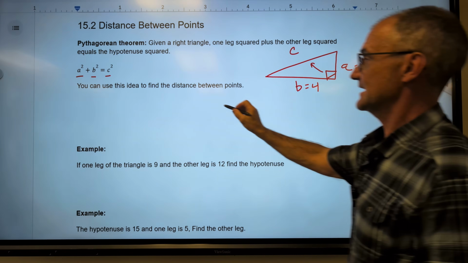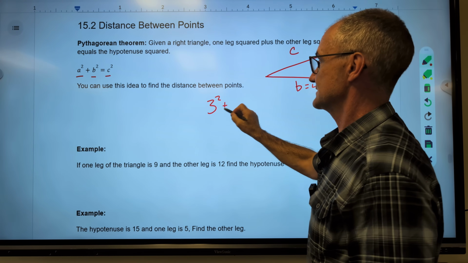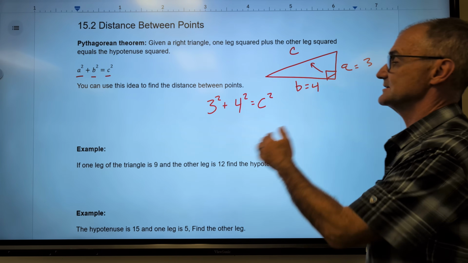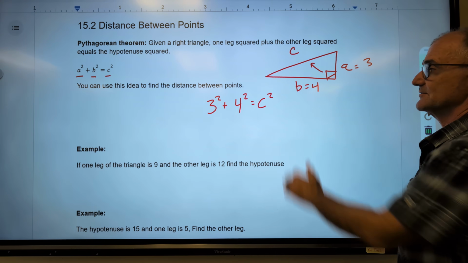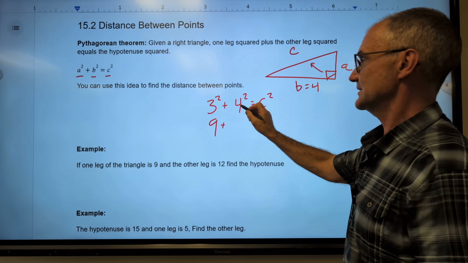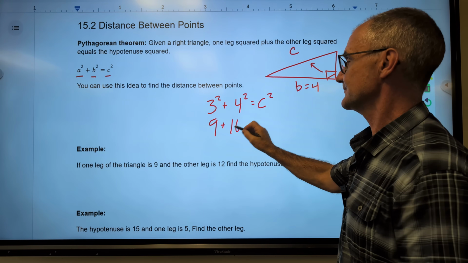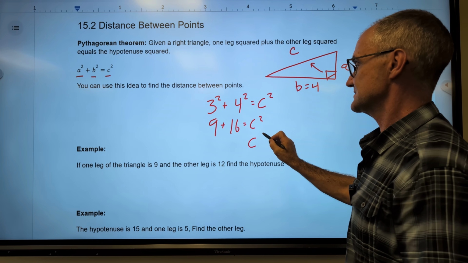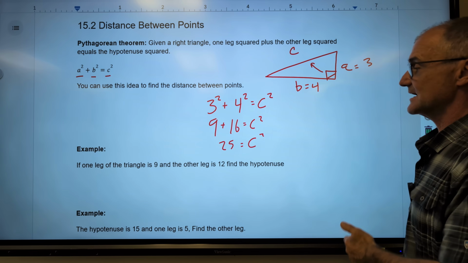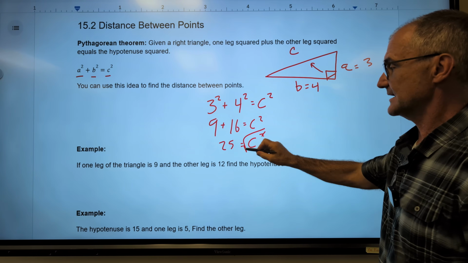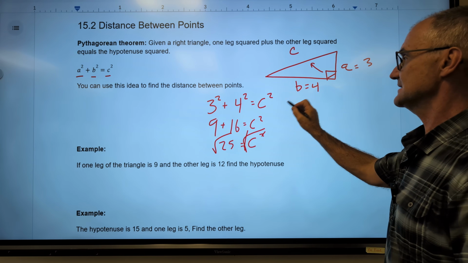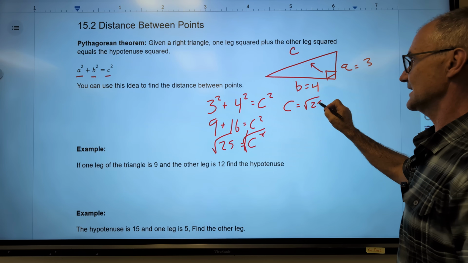Well, I would take that, A squared plus B squared is equal to C squared. One equation, one variable. I have to solve for that variable. 3 squared is 3 times 3, 9. 4 squared is 4 times 4, 16, equals C squared. C squared is equal to 25. Take square root of both sides. Square root and square cancel. If I do that to the right, I do it to the left. So C is equal to the square root of 25.